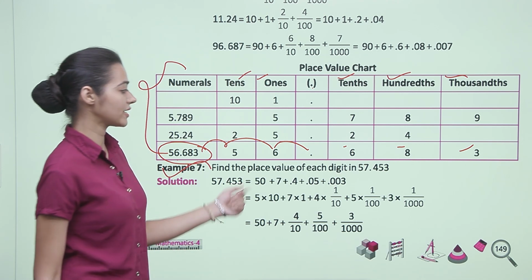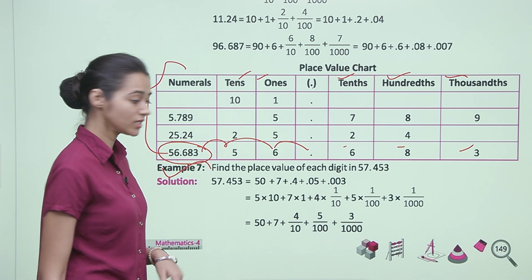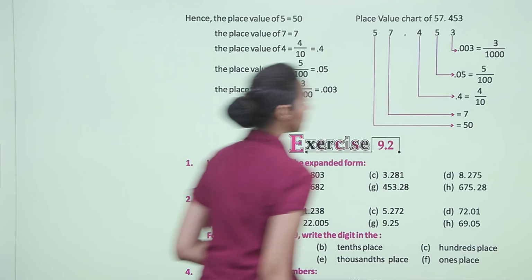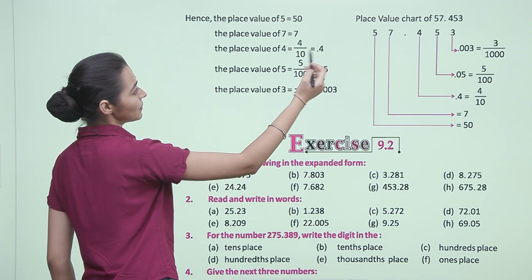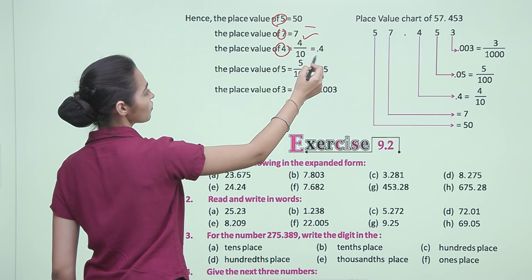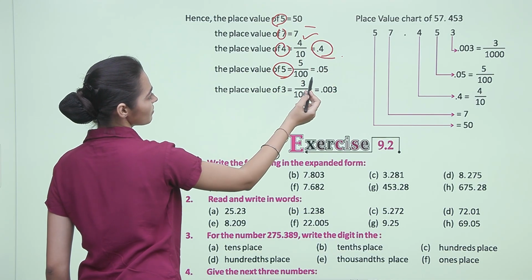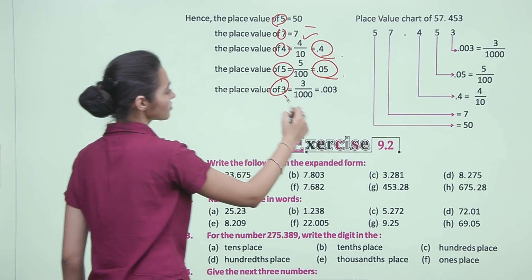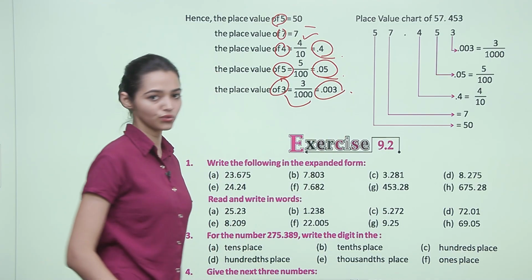Now in the next one we have to find the place value of each digit in this one. So firstly we wrote their expanded form, and here is the place value. Place value of 5 is 50, 7 is 7, 4 is 4 by 10, that is 0.4. Place value of 5 is 5 by 100, that is 0.05. Place value of 3 is 3 by 1000, that is 0.003.